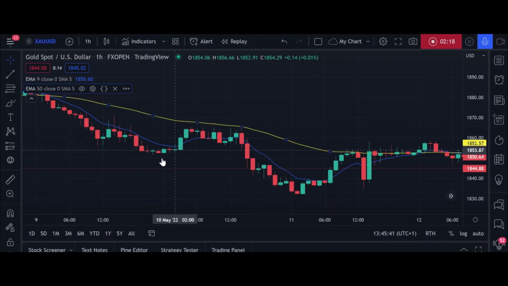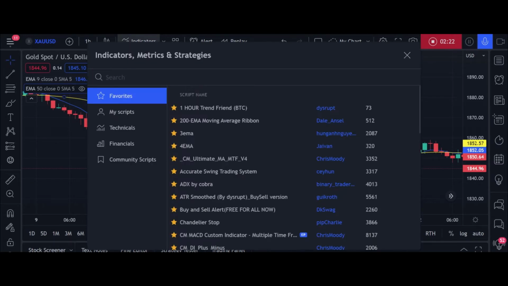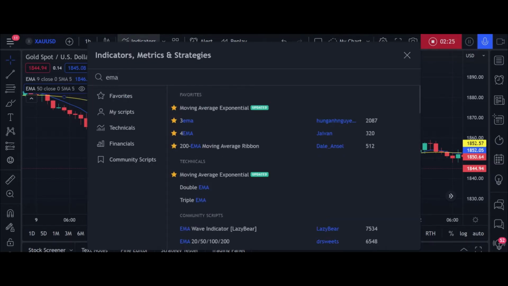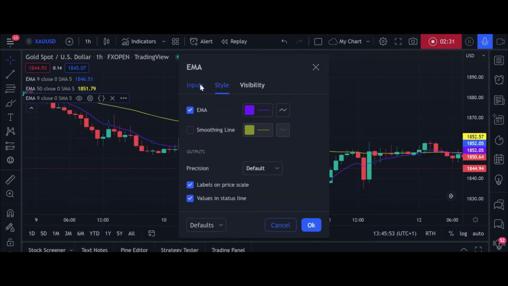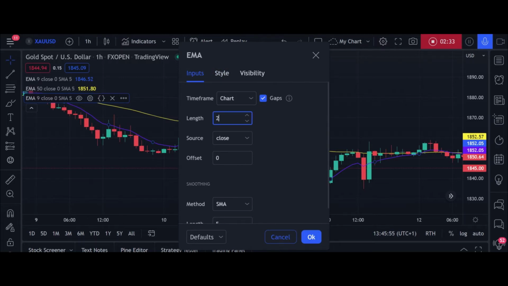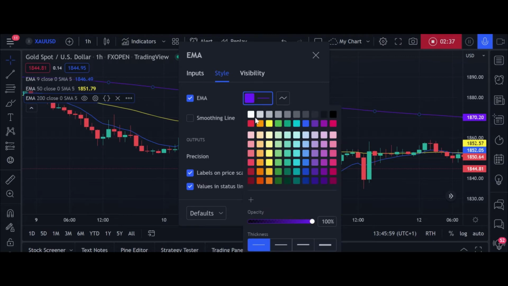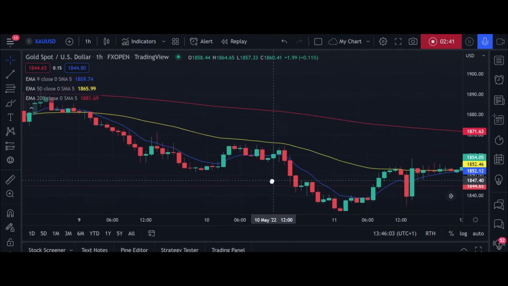By now you will know exactly how we set a moving average. We click on indicators at the top. Type in moving averages. Select the moving averages indicator. We click on the gear icon and adjust the settings. We will set this moving average to 200 and color it red. Now we have 3 moving averages on our chart: the 9-period, 50 and 200 moving averages.